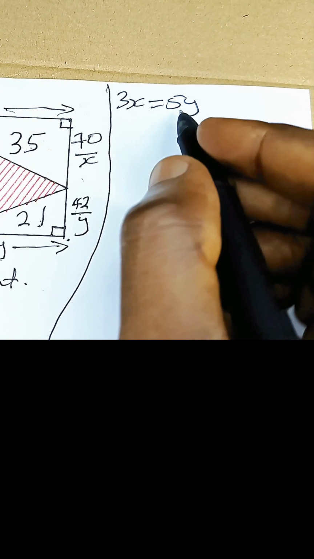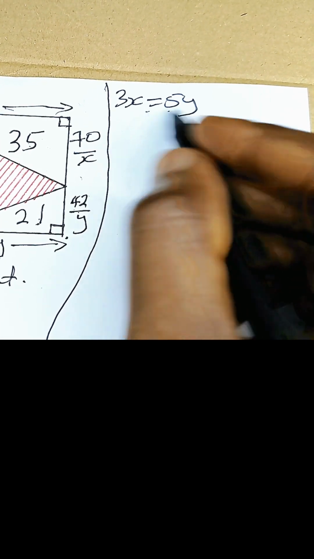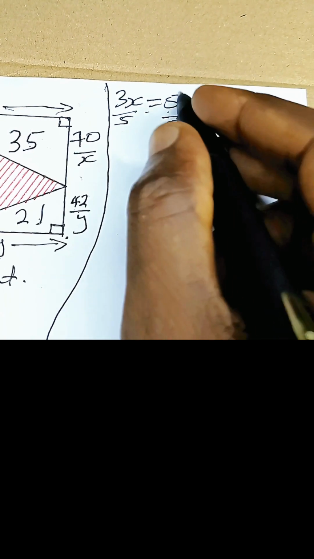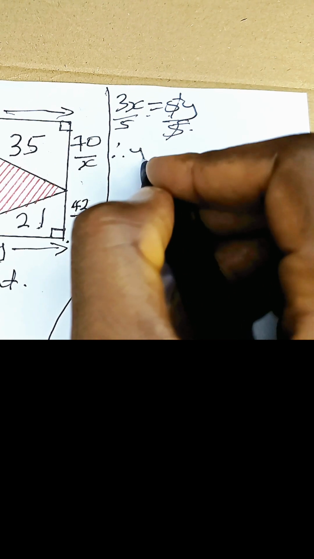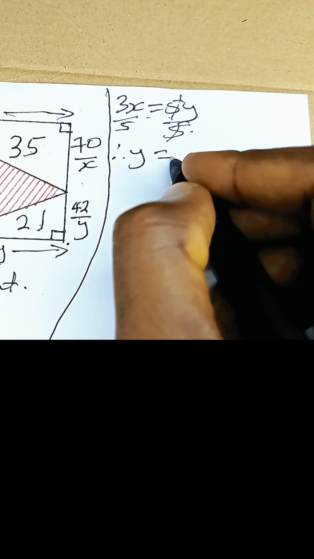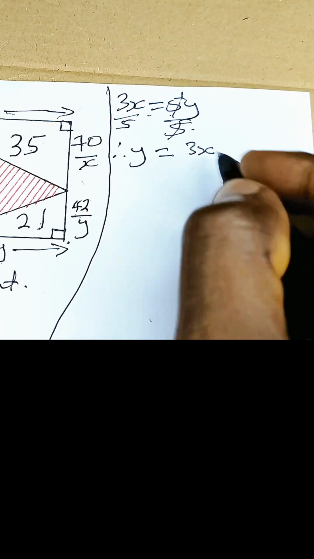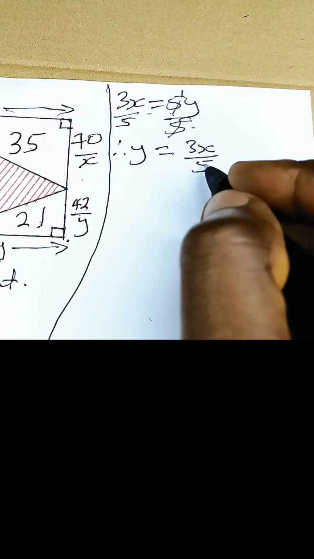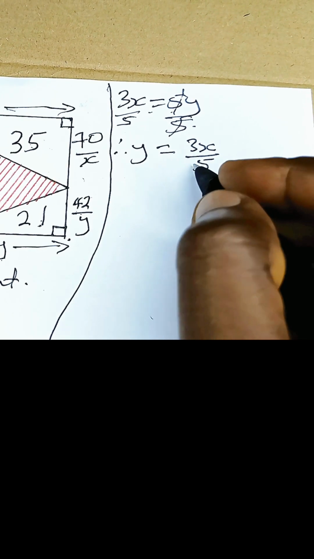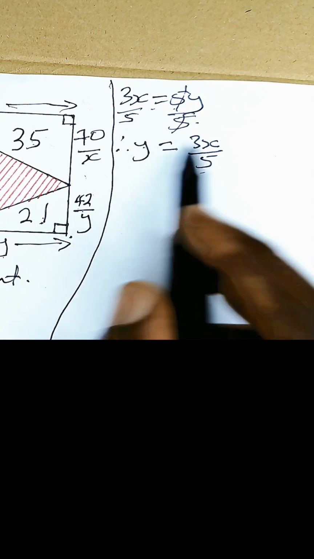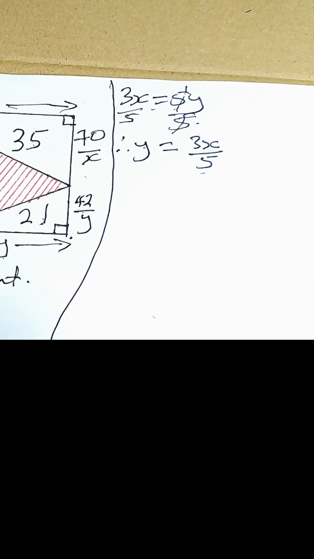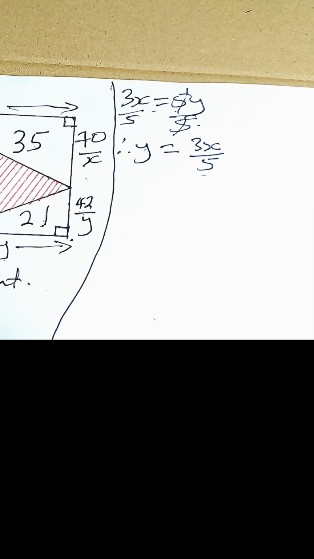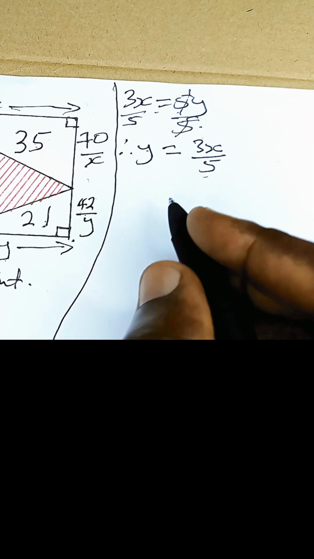Now, making y the subject of the formula, we have to divide both sides by 5. So 5 cancels. So therefore, y will now give us 3x over 5. So we have that already, y is 3x over 5. What we can do is substitute into this place, because we need to get our length.